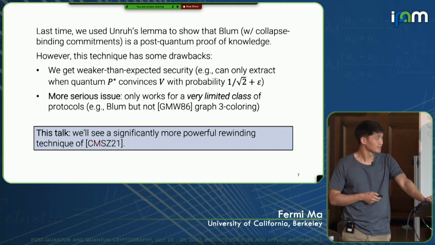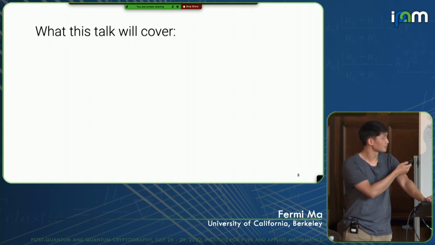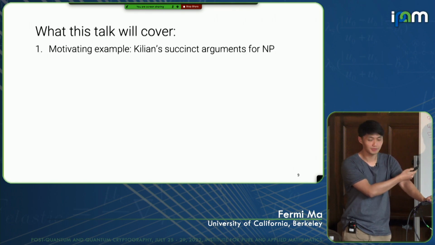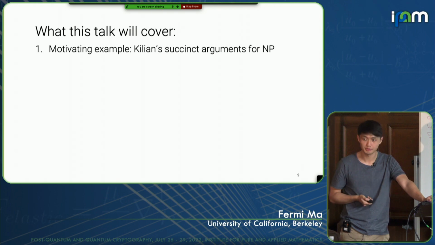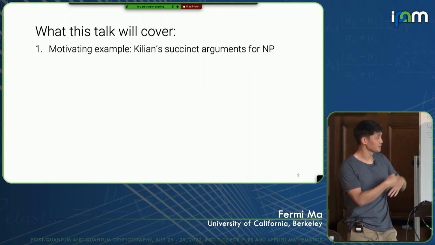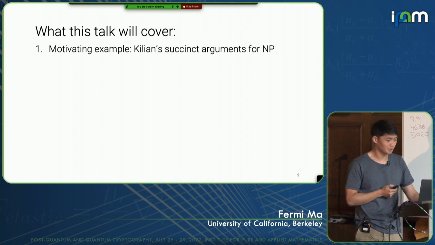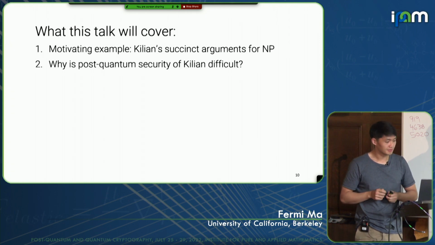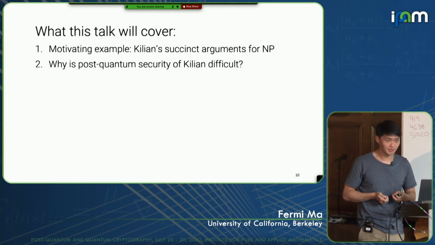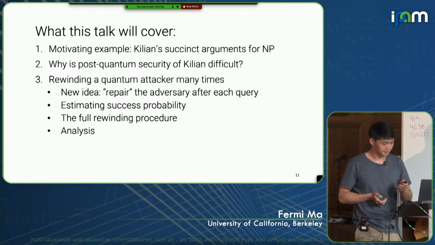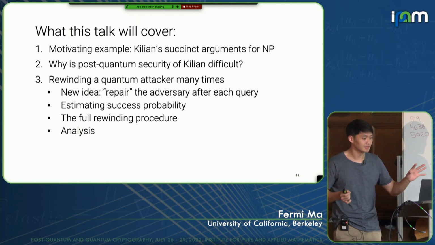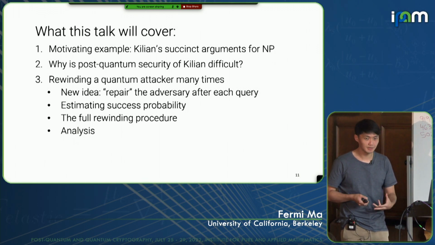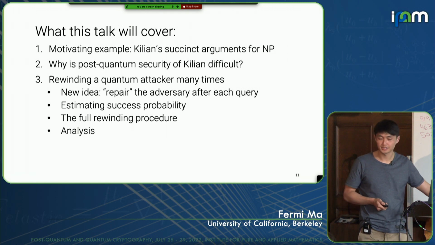Okay. All right. So our motivating example throughout this talk is going to be Killian's succinct arguments protocol. I'll show this protocol. Don't worry if you haven't heard of this before. We're going to talk about why post-quantum security of Killian's protocol is particularly difficult, what makes this more challenging than something like Blum. And then we're going to show how to handle the post-quantum security. It's going to be a new technique that allows us to rewind a quantum attacker many times, and there are going to be several components to this that we're going to cover.